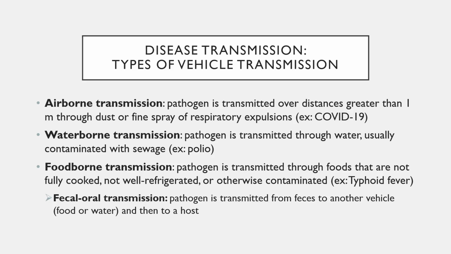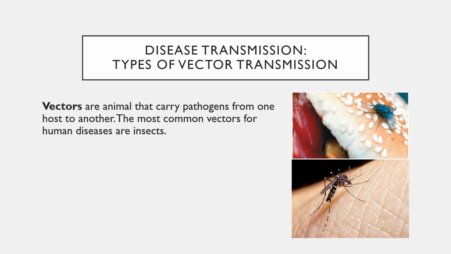The last major category of transmission is vector transmission. Vector transmission describes the transmission of a pathogen through animals that carry it from host to host. Most often, the vector is a species of insect. Ticks and mosquitoes are very common insect vectors for human diseases. There are two different forms of vector transmission.